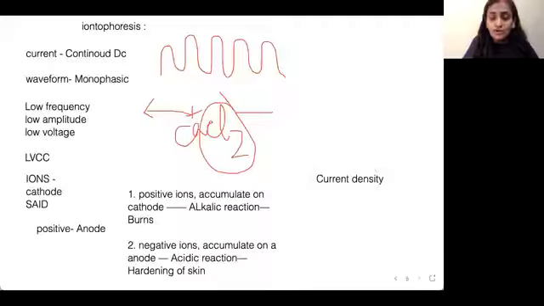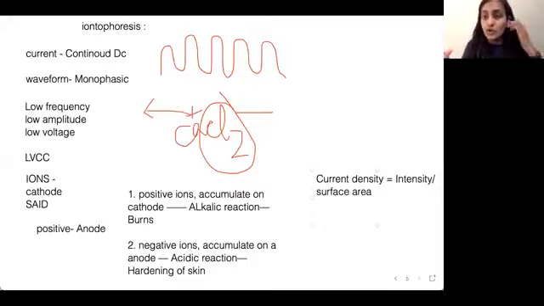Correct, it's going to cause burn. Current density is equal to your intensity divided by your surface area. So when the current density is too high, it can cause burns. To avoid that, what do we do?